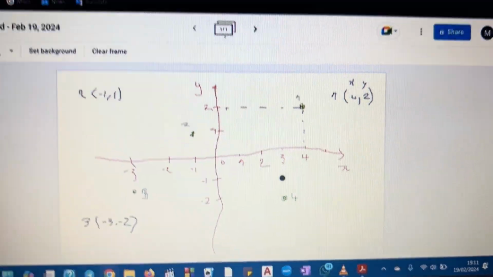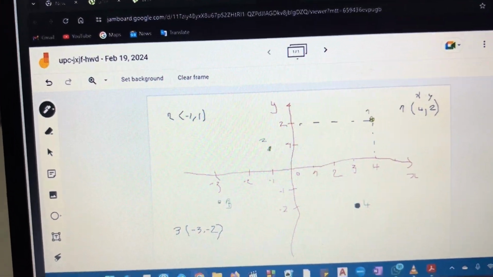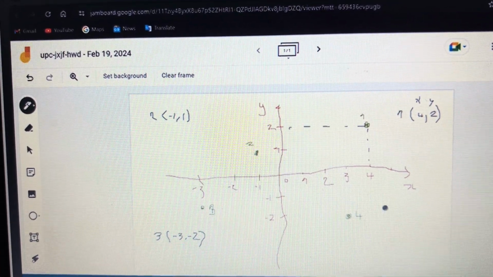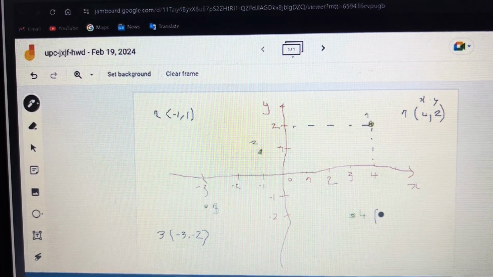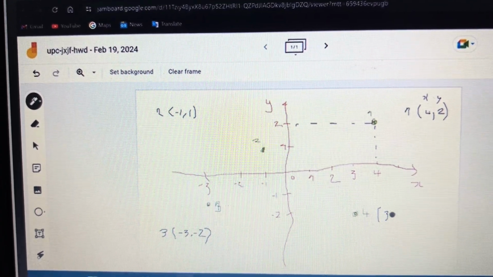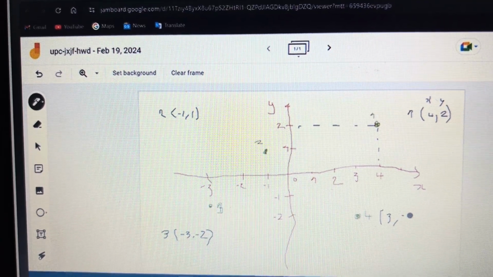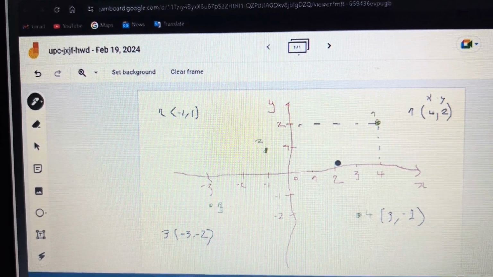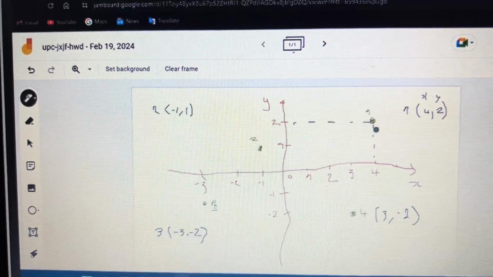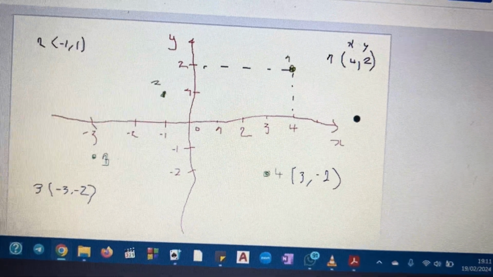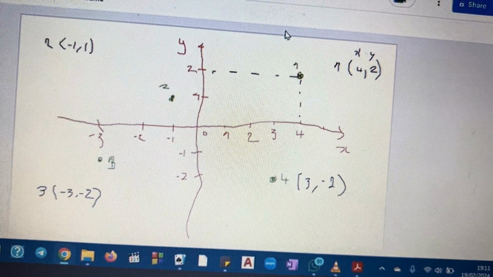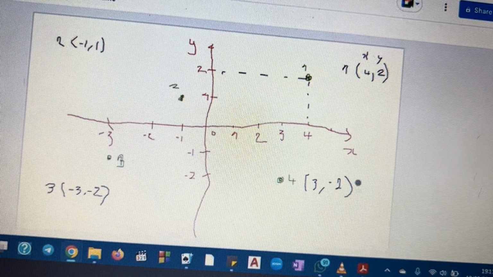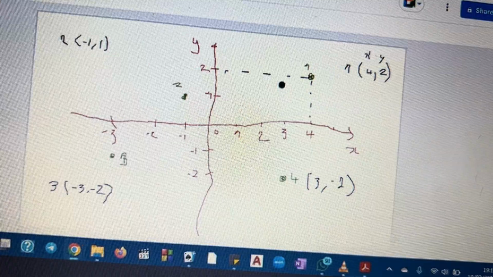And then point 4, in a similar manner, we scan the x-axis first, we see this lies on 3, and then scan the y-axis, we see this lies on -2. So our point 4 will be 3, -2. So this is the basic idea on how to identify positions in this space that's given by the coordinate system. Some people will call these plotting points, and in most cases you'll be given the coordinates, and then you'll be asked to plot them on the Cartesian plane.